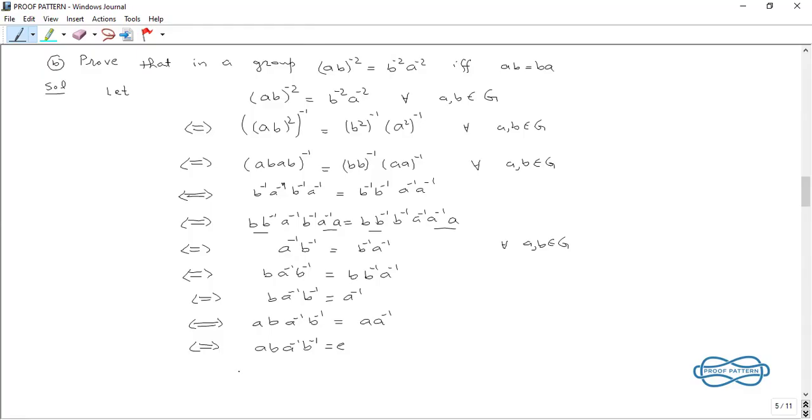And again, if we continue this way and post multiply with B, we will get, if and only if, A B A inverse, this will be identity, is equal to B, and then again post multiply with A, we will get, if and only if, AB is equal to BA, and that is what we want to prove. So here the proof is complete.